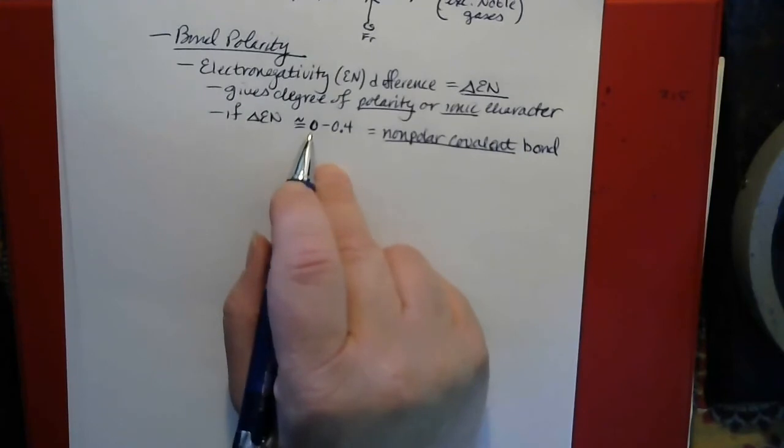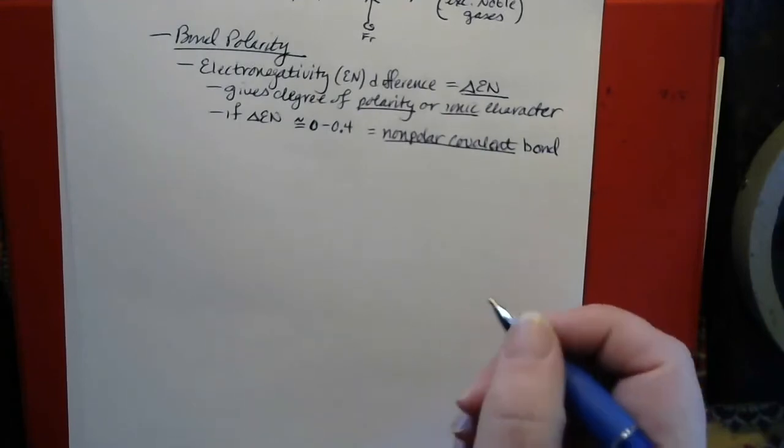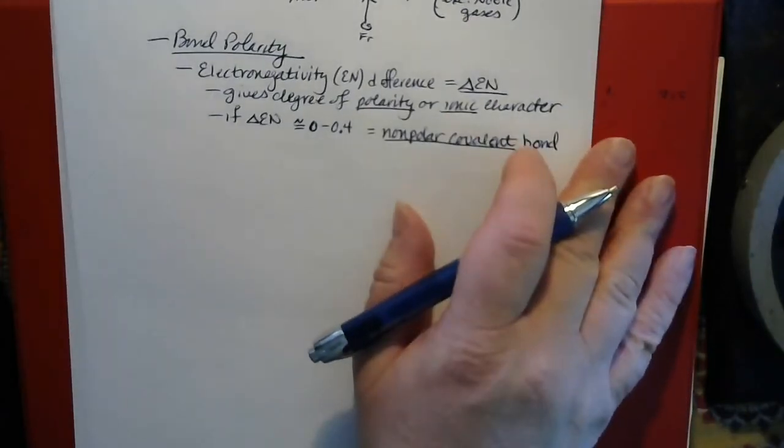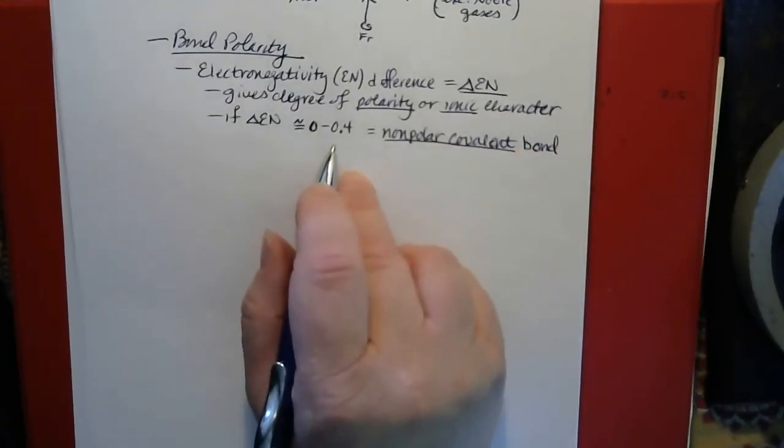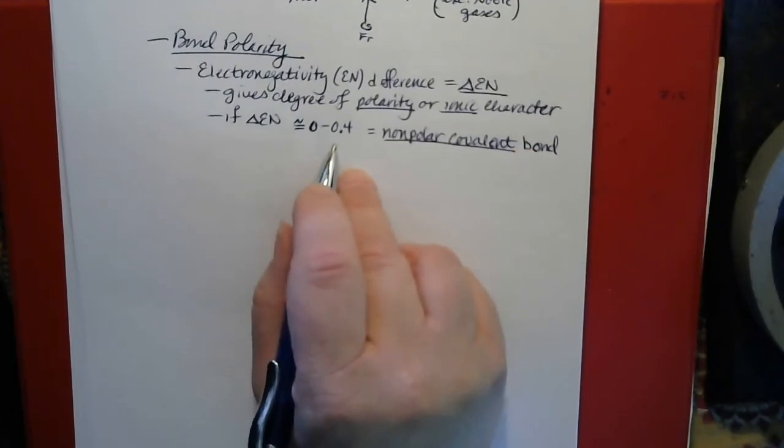So this would take in any case where the two atoms in the bond are of the same element, like the diatomic elements, or say a carbon-carbon bond in a large organic molecule. But it also takes in cases where there are different elements, but they have only slightly different electronegativities, like carbon-hydrogen bonds, for instance. And you find carbon-hydrogen bonds in a lot of organic compounds. And that is considered to be, for all practical purposes, a nonpolar bond.